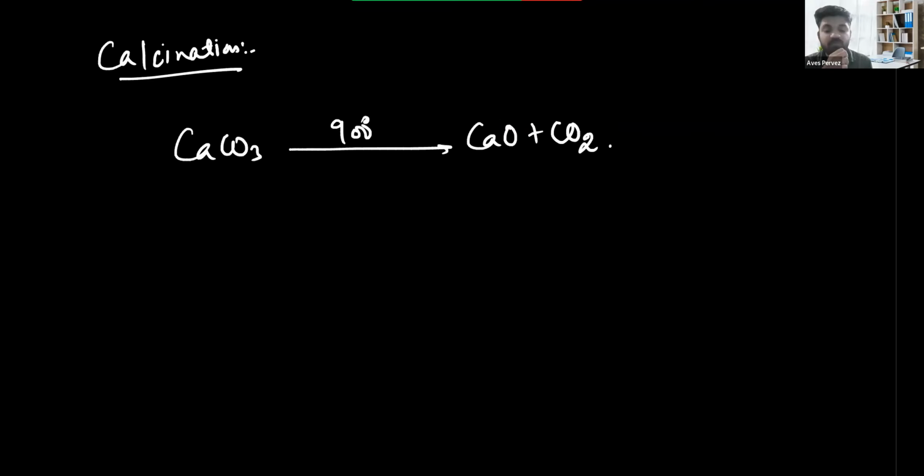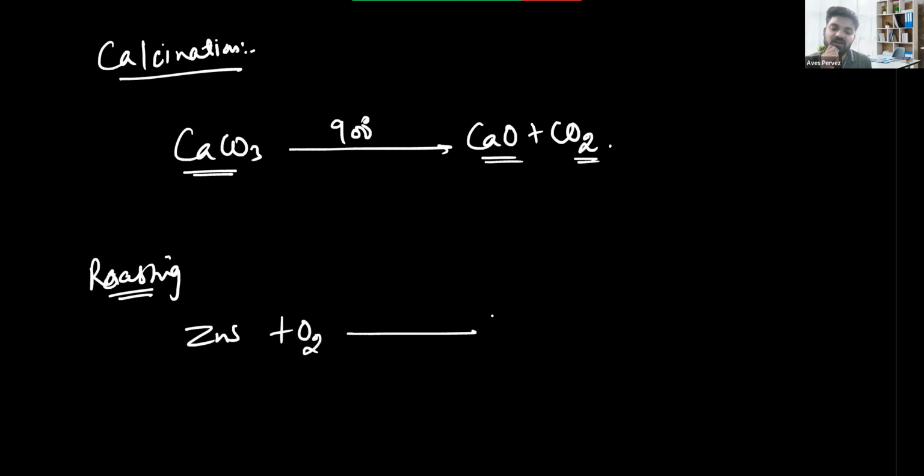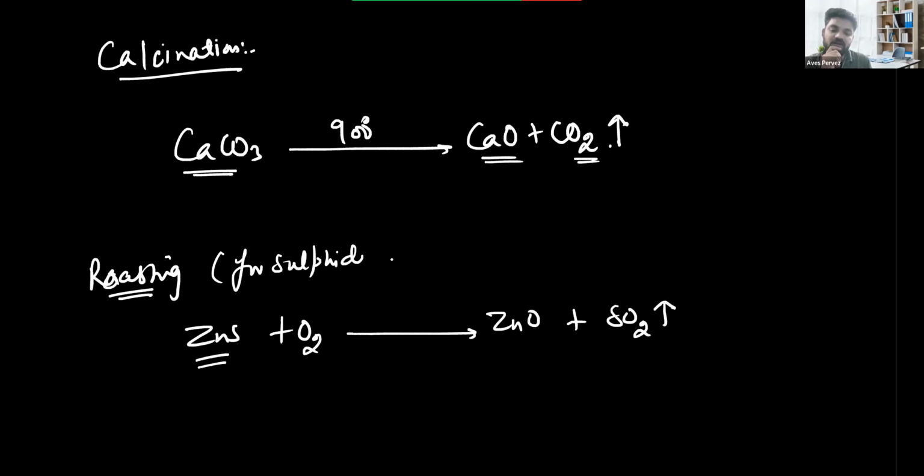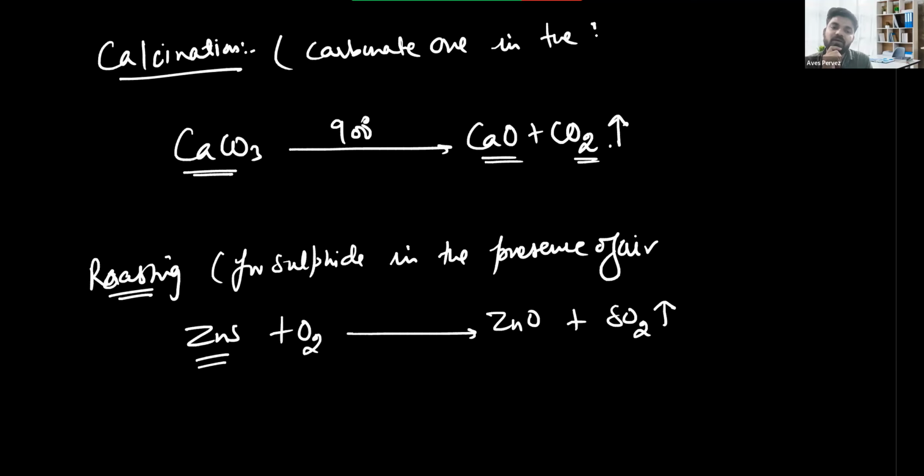This is calcination, and what we do in roasting: we have the sulfide ore, and in the presence of oxygen, we heat it to get ZnO, and SO2, sulfur dioxide gas, is evolved. Got it? So this is done in roasting. Roasting is done for sulfide ore in the presence of air, and calcination is done for carbonate ore in the absence of air. You understood?